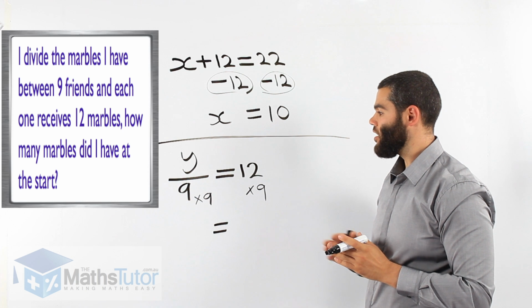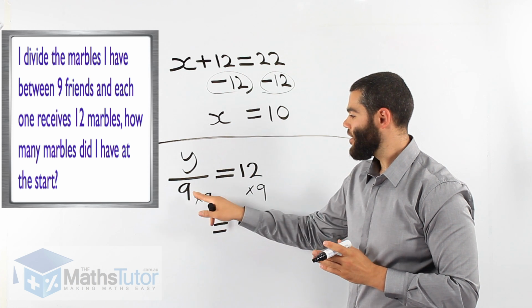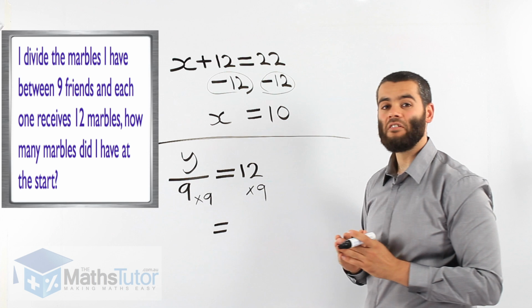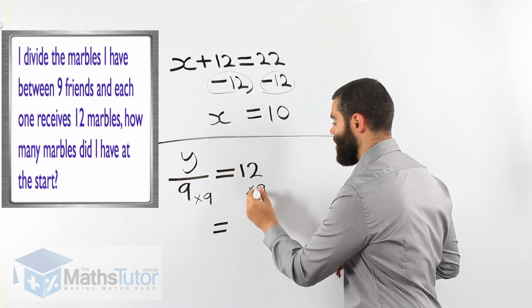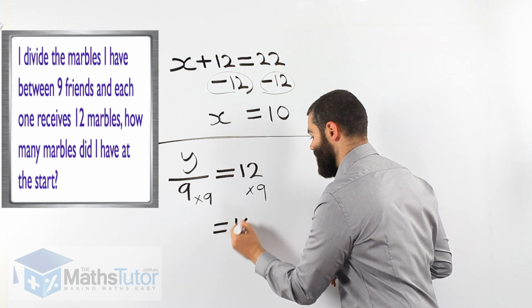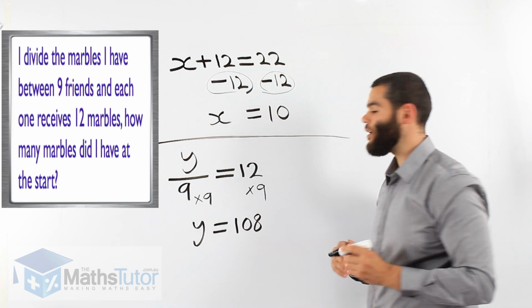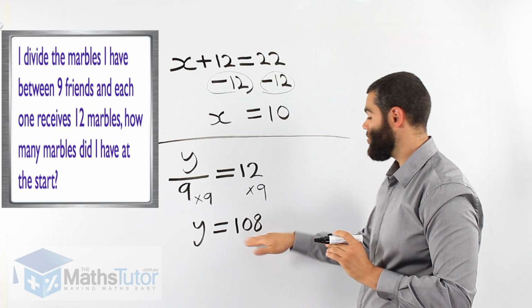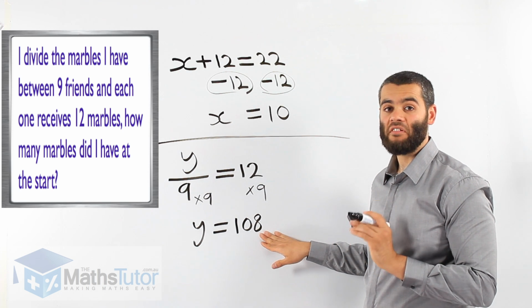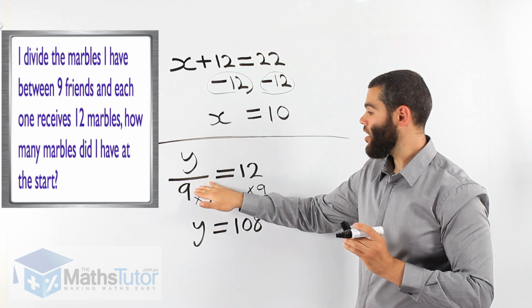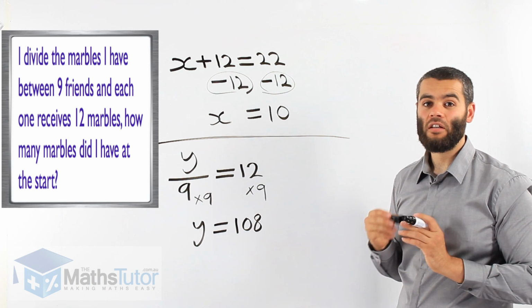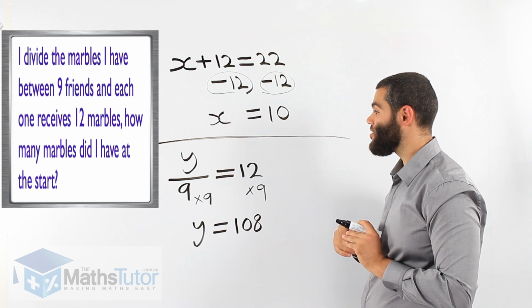Y over 9 equals 12. Then 9 times 9 is gone, cancel each other out. And 12 times 9 we know is 108. And so y equals 108. I had 108 marbles at the start. Divided by 9 of my friends, each one is going to get 12 marbles each.